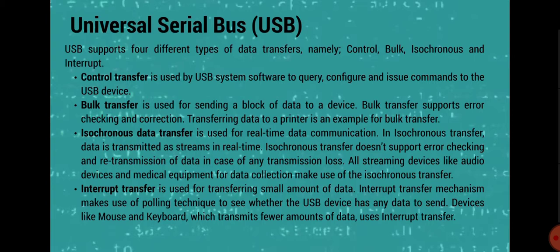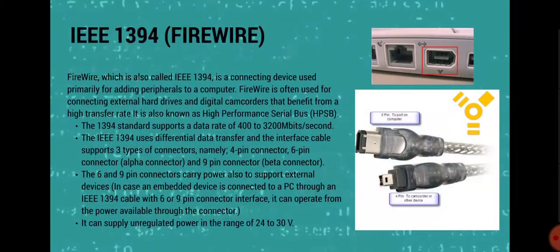Interrupt transfer is used for transferring small amounts of data. The interrupt transfer mechanism makes use of a polling technique to see whether the USB device has any data to send. Devices like mouse and keyboard which transmit a small amount of data use interrupt transfer.